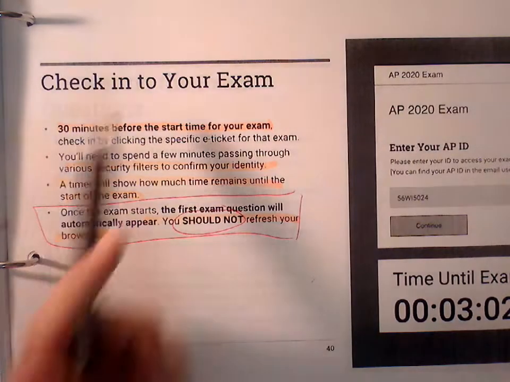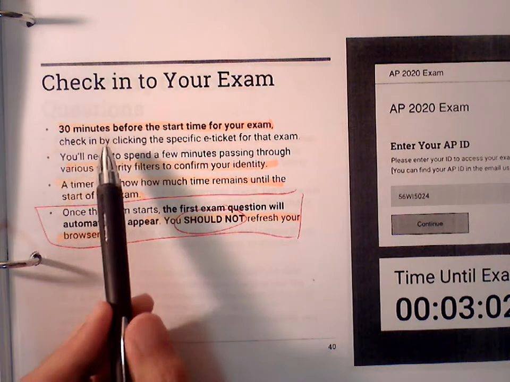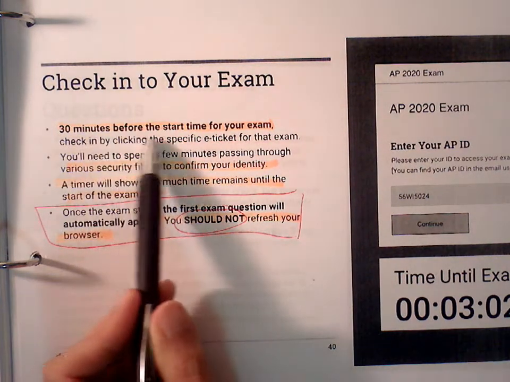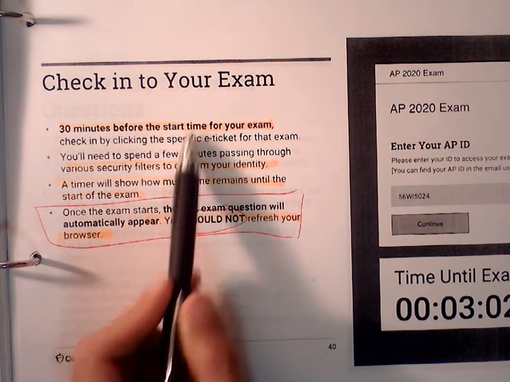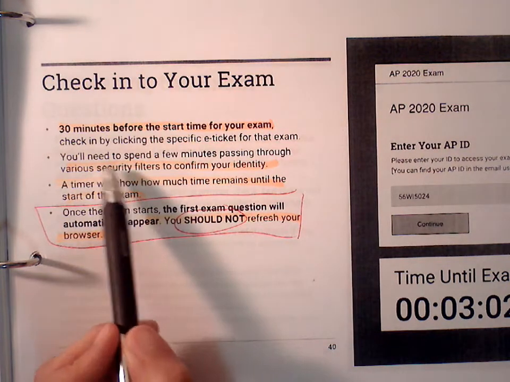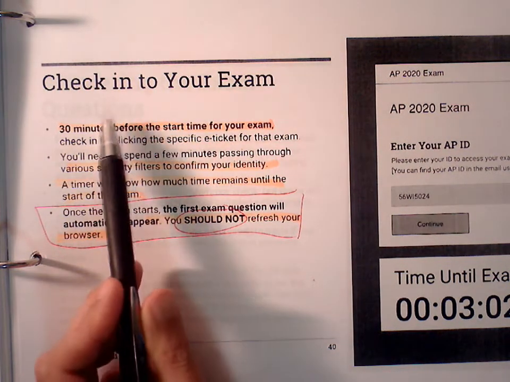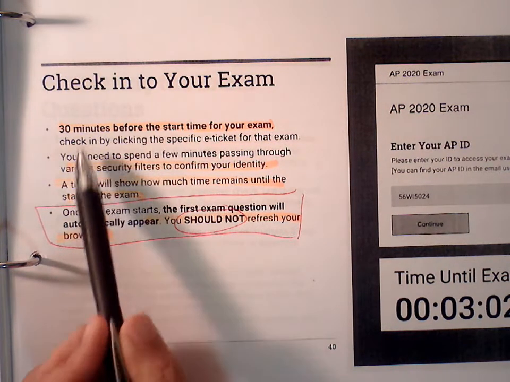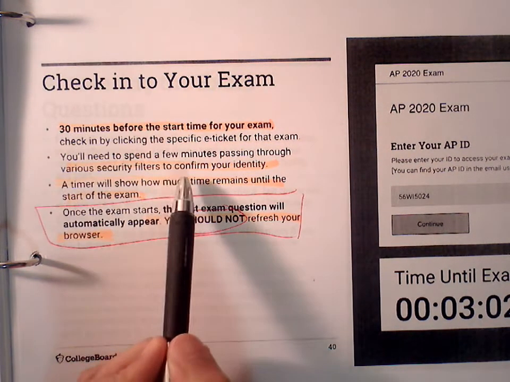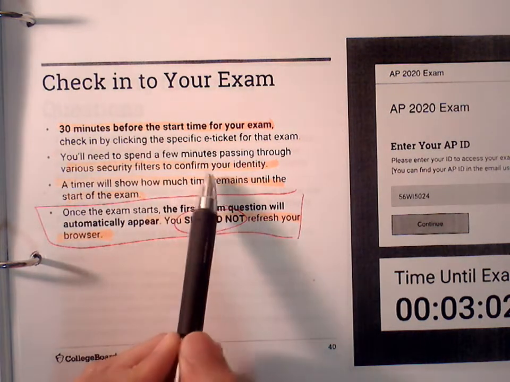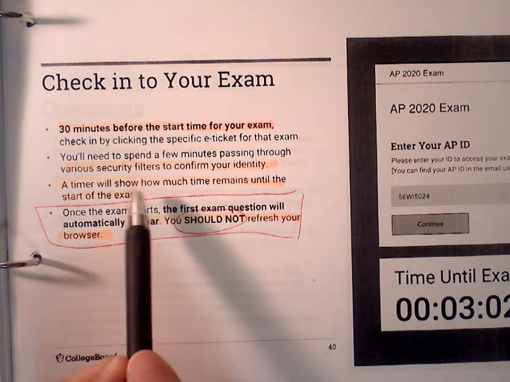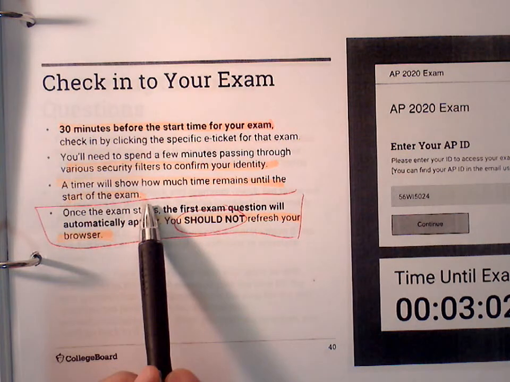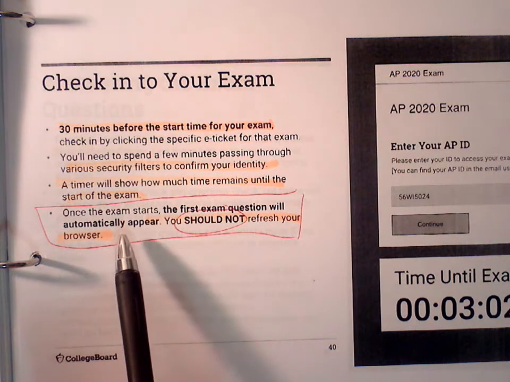All right. Now you're going to be checking into your exam 30 minutes before the start of your exam, depending on which exam you're taking. It's going to be at either 12, 2, or 4, but for this AP exam, it's going to be at 2 o'clock. So you'll be checking in at 1:30. You need to spend a few minutes passing through various security filters to confirm your identity, and a timer is going to show you how much time remains until the start of the exam.